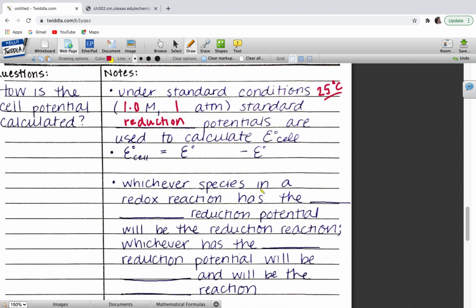Okay? The way that it works is E cell, so the overall cell potential, is going to be measured by taking the reduction potential for your reduction reaction and subtracting the potential for oxidation. Well, wait a second, they're all given as reduction potentials. Okay, so check this out.